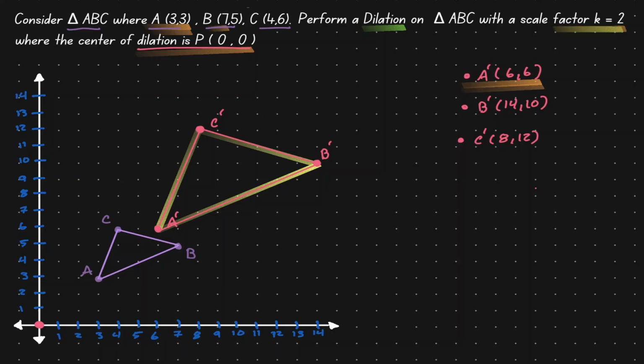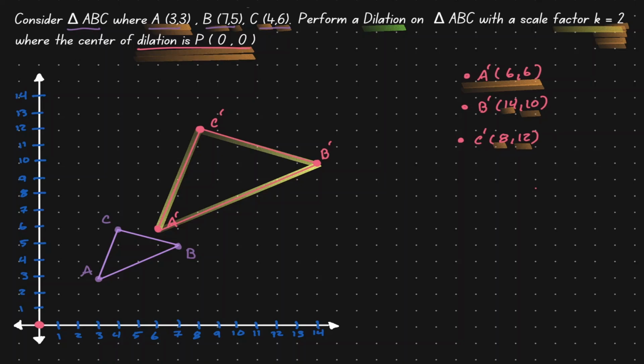So notice that 7 times 2, that's 14, which we got as the x value for B prime, and 5 times 2, that is 10, which is the y value of our coordinate point. 4, we multiply by 2, we get 8, and 6 multiplied by 2, we get 12. This is one way to identify if we have done it correctly. But very important, this is only true when our center of dilation is at the origin at 0, 0.